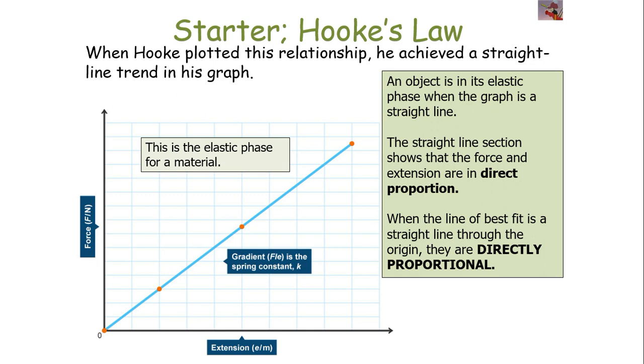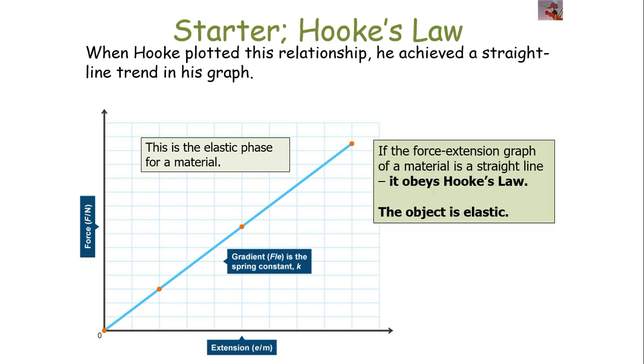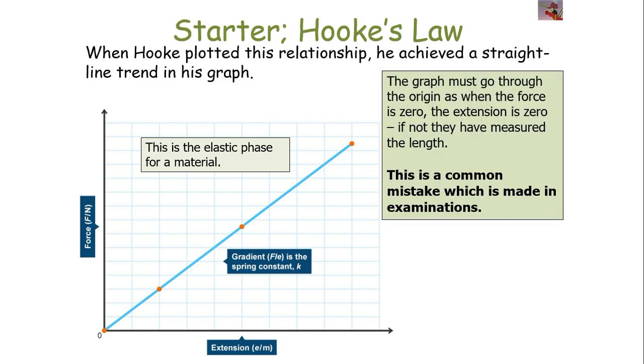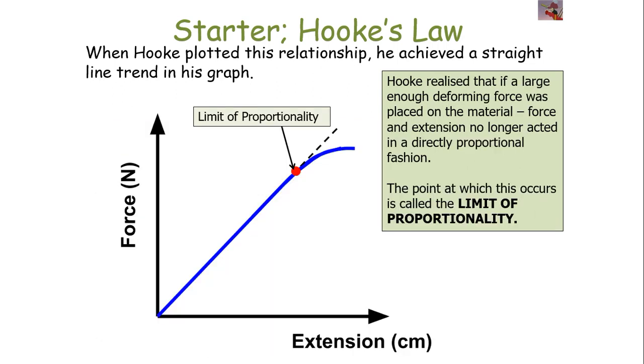Now, this is when the material is in its elastic phase. So, if the force extension graph of a material is a straight line through the origin, the material obeys Hooke's law and it is acting elastically. Now, the graph has to go through the origin, as when the force is zero, the extension is zero. Now, if the line does not go through the origin, a common mistake students can make is that they've measured the length of the material and not the extension, which is a common question to ask in examinations.